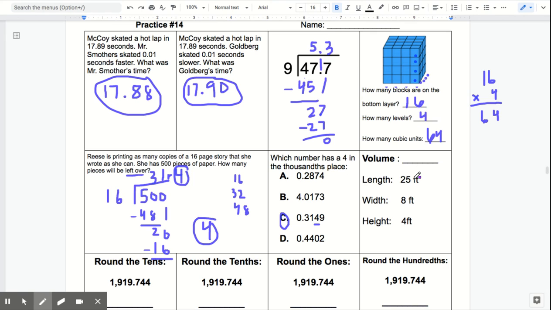Volume, length times width times height. So I know that 25 times 4 is 100. So I'm going to do 100 times 8. 25 times 4 is 100. And then 100 times 8. Oh, that's easy too. 800. I like it when problems are easy to solve like that. 800 feet cubed.